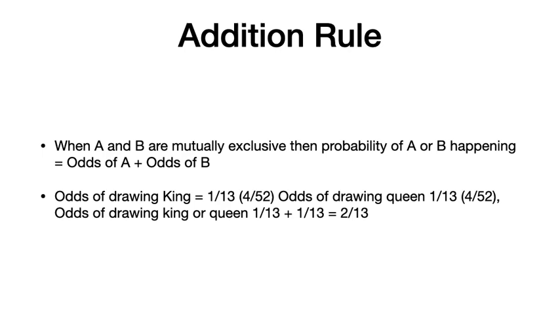Well shuffled deck, no other cards have been drawn. You just draw to start with from that. 1 time out of 13, you're going to draw a queen. 1 time out of 13, you're going to draw a king. Well, what are the odds you draw a king or a queen, one or the other? Just add them together: 2 out of 13.